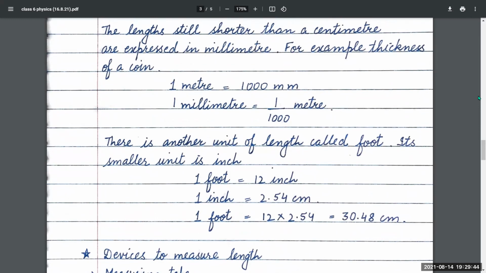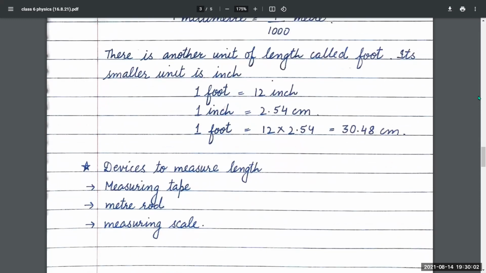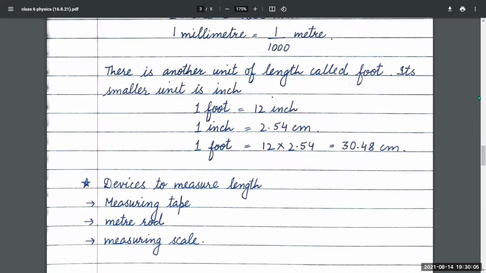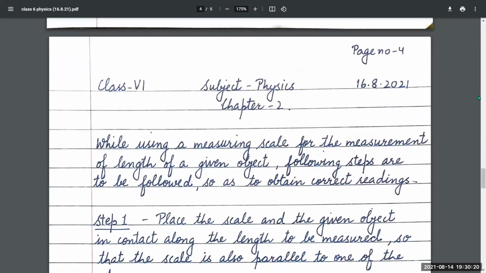There is another unit of length called foot. Its smaller unit is inch. 1 foot is equal to 12 inch and 1 inch is equal to 2.54 centimeter. Therefore, 1 foot is equal to 30.48 centimeter. The various devices to measure length are measuring tape, meter rod, and measuring scale.